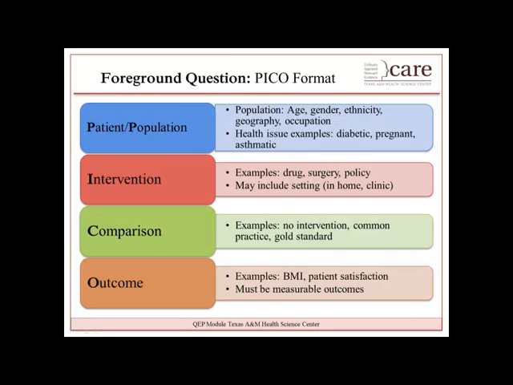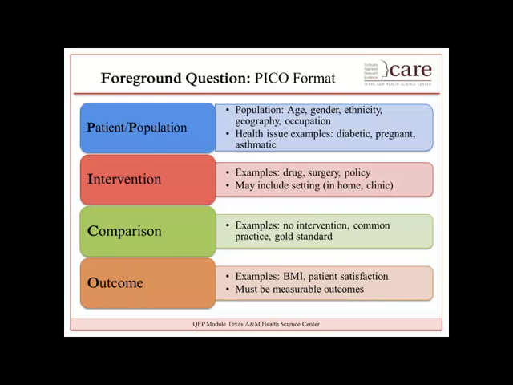When asking a foreground question, the PICO format is used to further define the question. There are 4 parts to a PICO form: patient or population, intervention, comparison, and outcome. Population terms include age, gender, and so on, as well as the health issue, such as diabetes or asthma. Intervention is for the intervention being considered, such as a drug, surgery, or policy. The setting for the intervention may also be described here, such as in the patient's home or clinic.